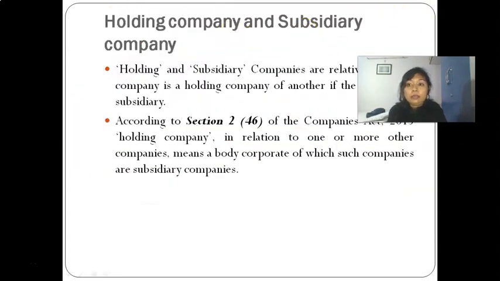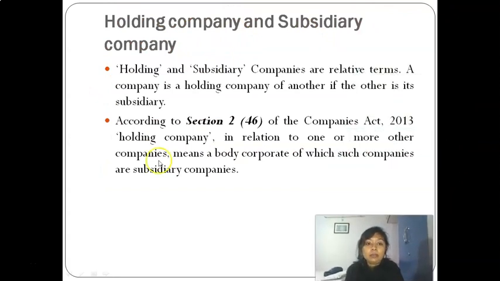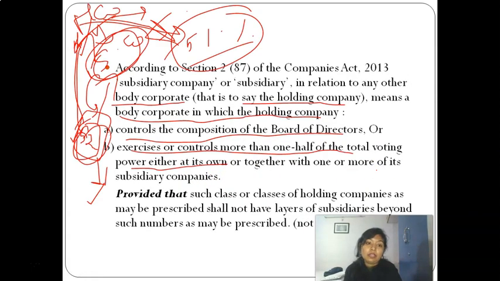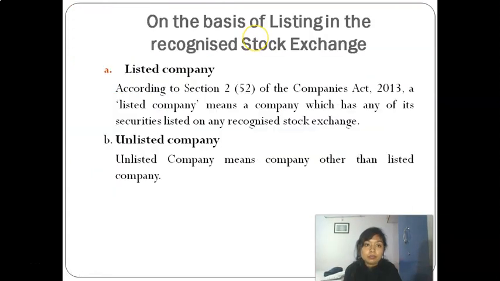So what does it mean by holding company? Holding company is defined under section 2 clause 46. It says holding company in relation to one or more company means a body corporate of which such companies are subsidiary. Means a body corporate for which such companies, that is S1, S2, are the subsidiary company. Okay.